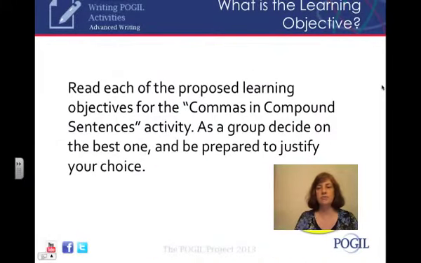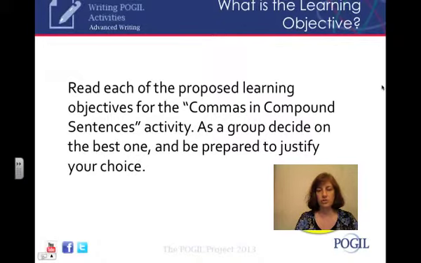So the first task for the participants is to decide on a learning objective. In the participant handout, there is a set of proposed learning objectives for the commas in compound sentences activity, and as a group, they need to decide the best one and be prepared to justify their choice. You want to push pause now and take a few minutes or a few seconds to choose one for yourself. At the end of that, you'll ask for group feedback. Which one do they feel is the best answer?